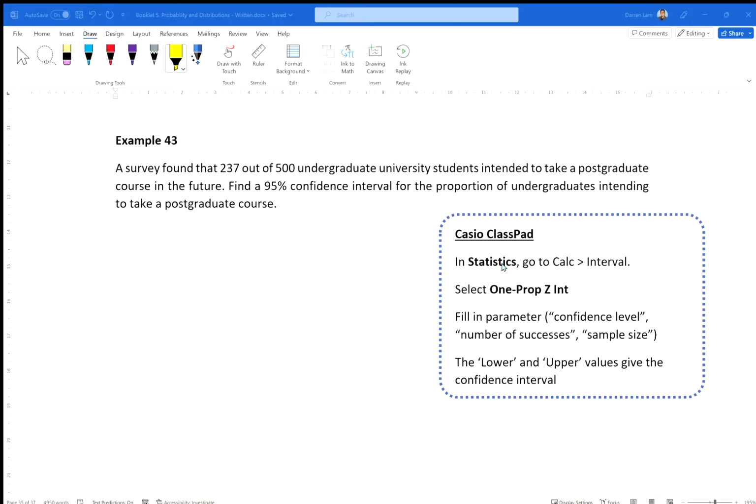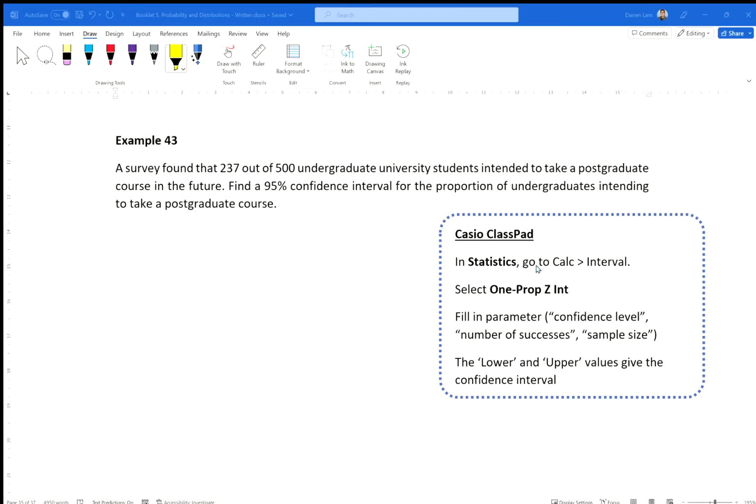Yes, please. So, in your calculator, you should have, let's go again, menu, statistics, make sure everything's clear, calc, interval. And then once you've done that, change it to 1 prop zint. There shouldn't be an additional option after that. If there is, you've selected the wrong type. So it's interval, 1 prop zint.